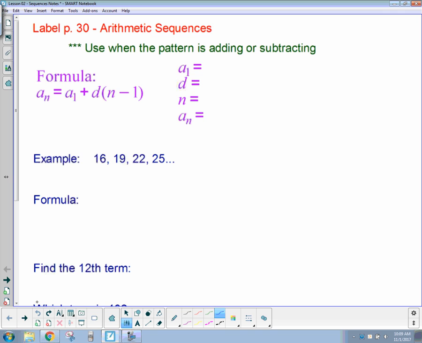Alright, hey guys, we're going to do sequences today, arithmetic to be exact. And arithmetic is going to deal with differences. And differences we get from adding and subtracting. So we're going to use the pattern adding and subtracting. Here's your formula. Now in the state formula, I think it's written a little different. I think it's written this way with the D in the background.